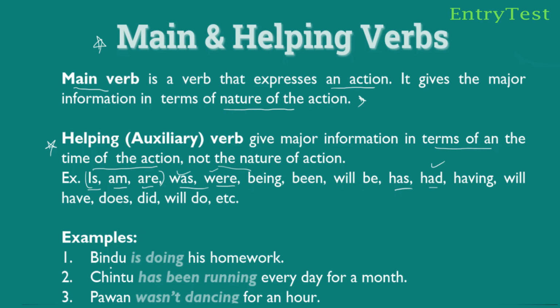Let's see the example. So Bindu is our subject, is doing his homework. So is your helping verb, it is showing the present continuous tense, and doing is the main verb here. Let's see next example. Chintu has been running every day for a month. So has been is showing your helping verb, that is HV, and running is the actual main verb which is happening. So this is the main verb. Next, Pavan wasn't dancing for an hour. So Wasn't is your helping verb.